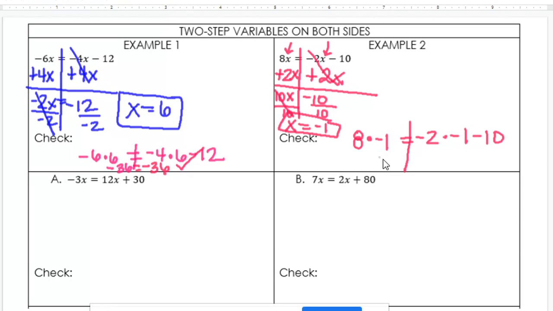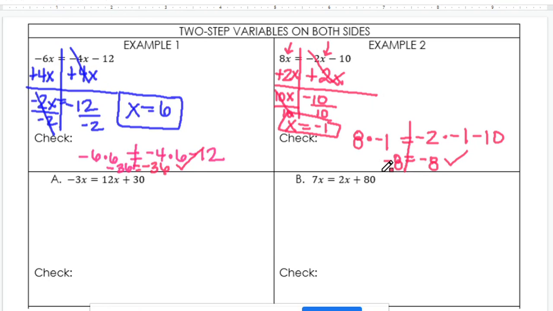So 8 times negative 1, well, that's negative 8. So the left side equals negative 8. We need to see if the right side is going to equal negative 8. So negative 2 times negative 1 is positive 2. Okay? And then 2 minus 10 is negative 8. So it does check out. They both give us negative 8 when we plug in negative 1.